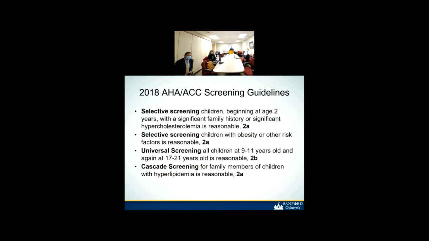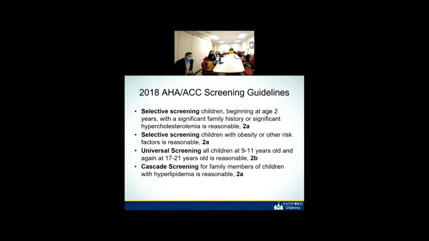And so I included a whole lot of references at the end that I encourage you all to peruse and really go through. But the 2018 AHA screening guidelines focus on selective screening, universal screening, and cascade screening. And I included their level of evidence and a recommendation, if you will.